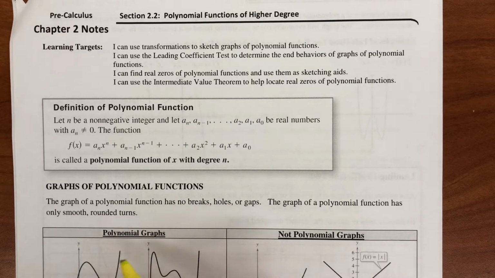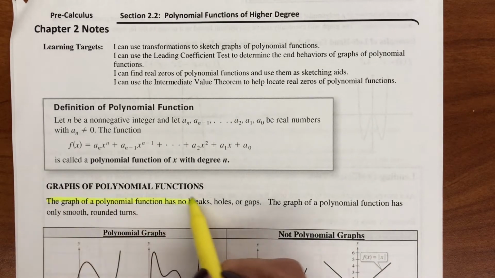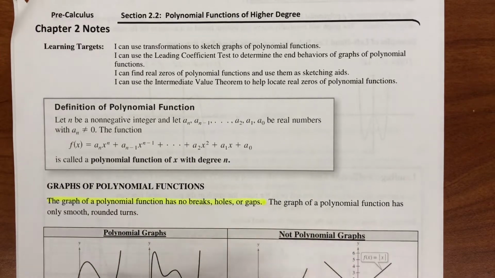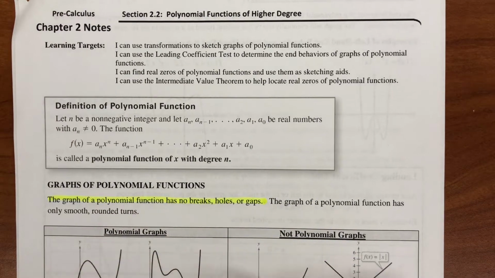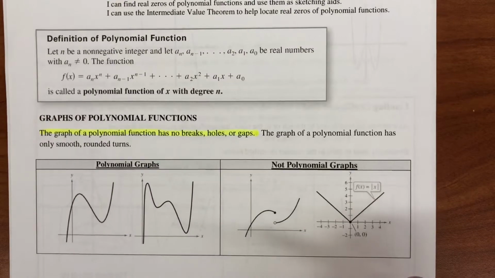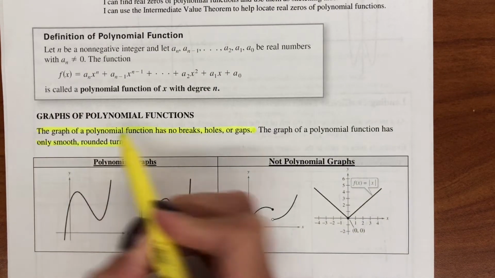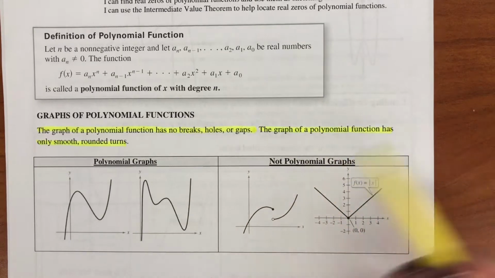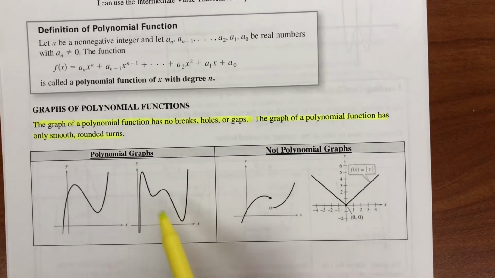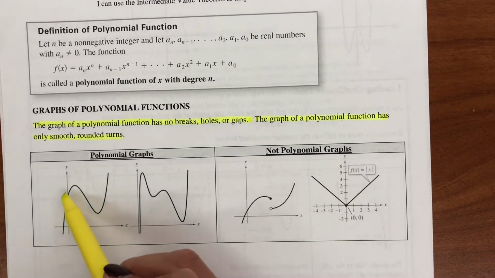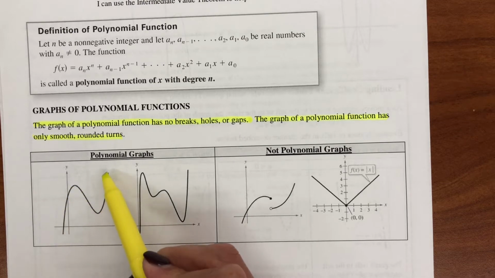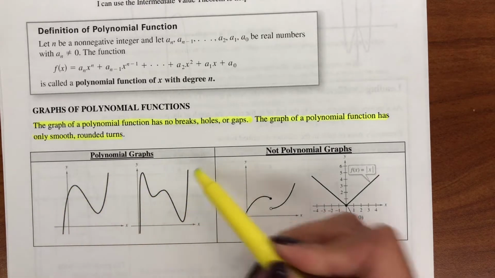Well, a polynomial function has a graph that has no breaks, holes, or gaps. So it's just one continuous movement there. And it only has smooth, rounded turns. So these first two graphs here, these would be polynomials because they're nice and smooth, continuous movements here.